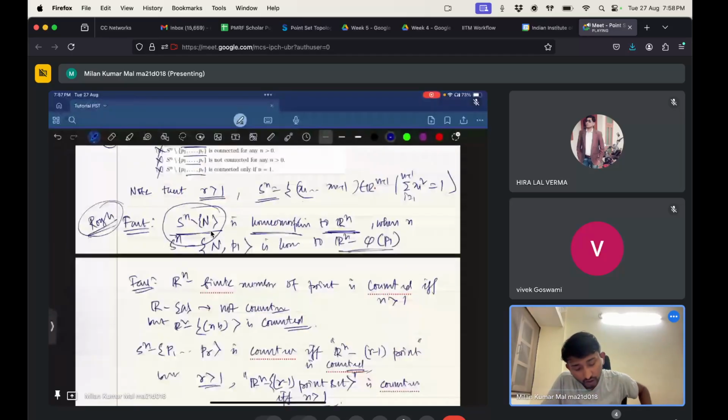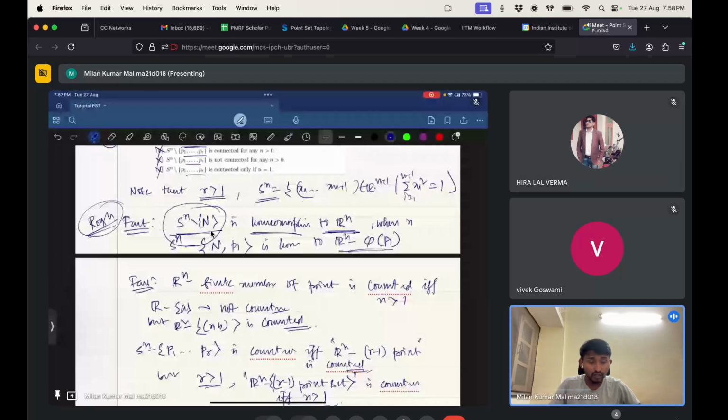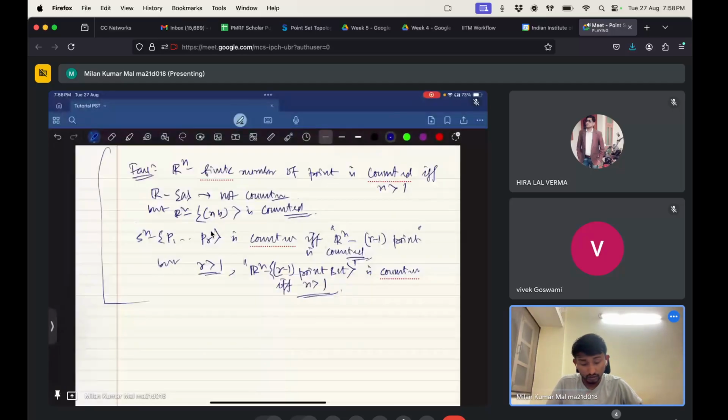So from R to the power n, if I subtract r minus 1 points, and r minus 1 is always a positive integer, that means that will be connected only when n is greater than 1. If n is equal to 1, that will not be connected. But for other positive integers n, it will be connected. Okay, I think this is clear. Up to 6 is done. Now I need 7.